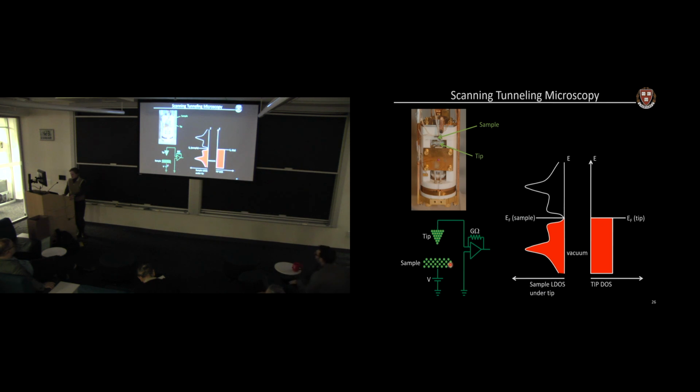Here's a schematic of that, which is actually upside down, but we bring the tip in close proximity to the sample, just a few angstroms away from the sample, and then we apply a voltage between the tip and the sample. The tip is held at virtual ground, and the voltage causes current to flow between the tip and the sample. And then we measure the current, and the current is the actual experimental measurable here. So how does this work? What does this tell us?